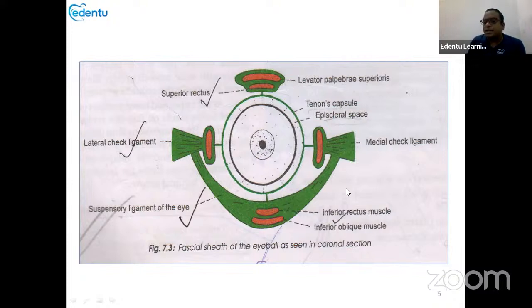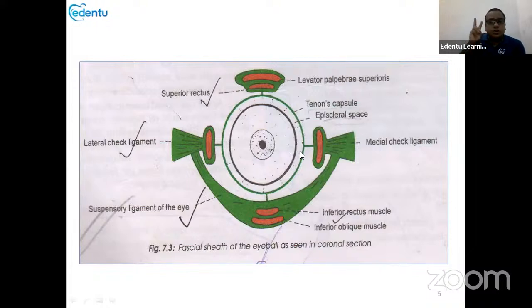Draw this diagram. Then from medial check ligament to lateral check ligament, there is an extension. That extension is called suspensory ligament of Lockwood. What are the contents here? Contents are medial rectus muscle 1, medial check ligament 2, inferior rectus muscle 3, inferior oblique muscle 4, lateral check ligament 5, lateral rectus muscle 6. Six contents are there. They all together form the suspensory ligament of Lockwood. Very simple. I hope now you are very clear with it.